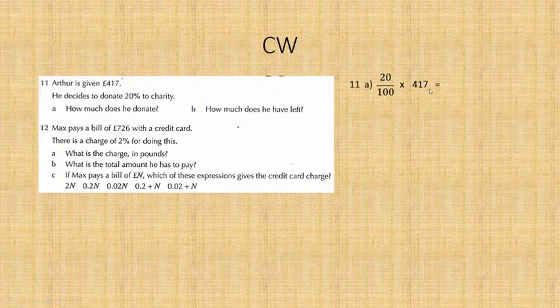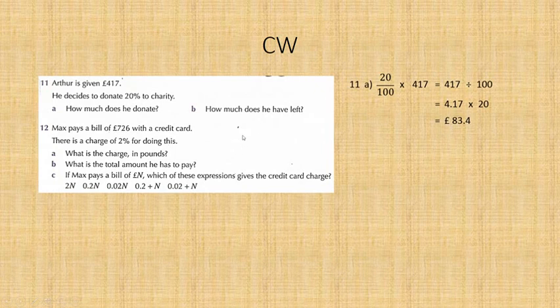So it's going to be 417 divided by 100, which is equal to 4.17. Okay, so it's easy. Then take this 4.17 multiplied by 20, so it's going to be equal to 83.4 pounds. So it means 83.40 pounds. Okay, this is the donation.